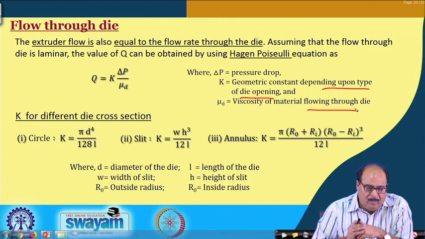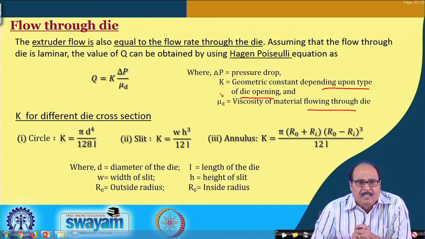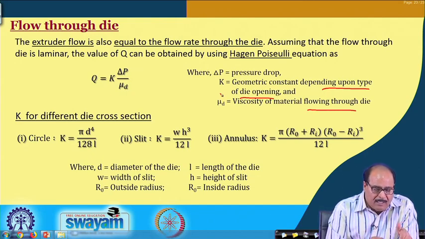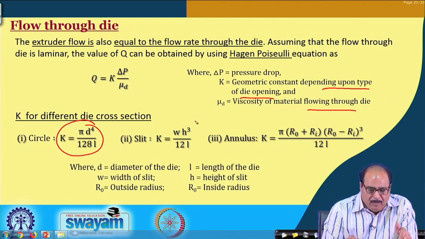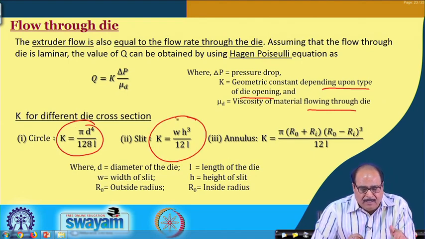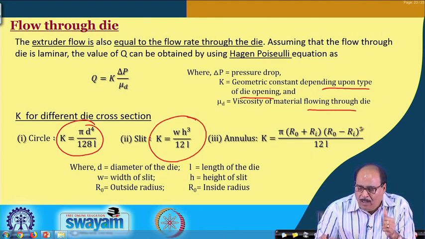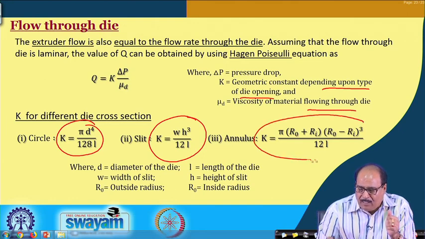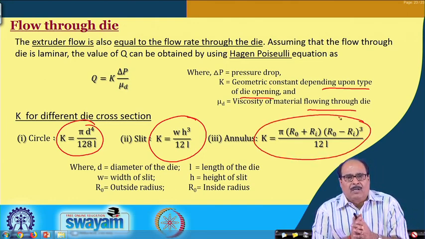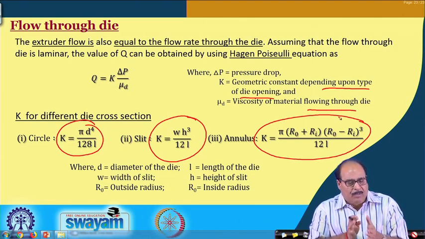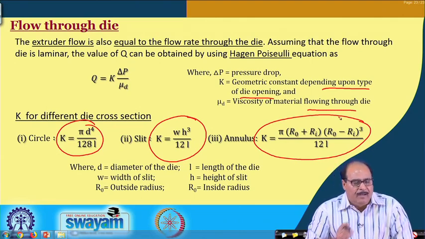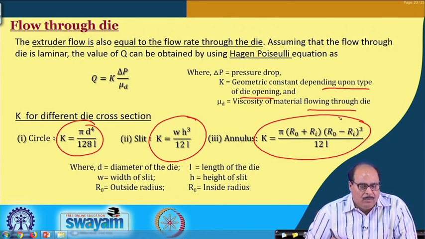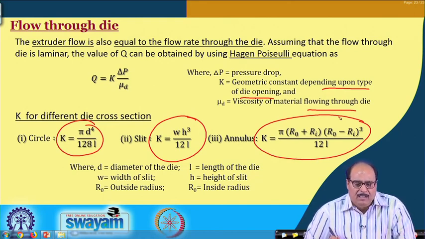through the die. This value of K, the geometric constant for different cross sections of the die, for a circular die can be obtained using this formula, for a slit cross section using this formula, and similarly for other cross sections. So, for the different cross sections of the die, this K can be calculated, and accordingly the flow, because the extruder flow is generally equal to the flow rate through the die opening.